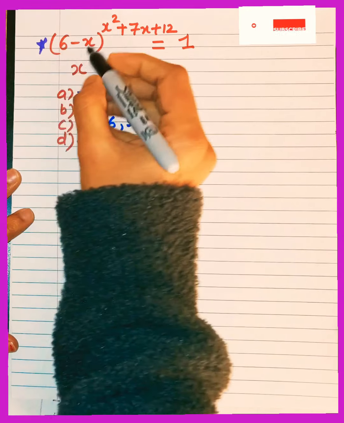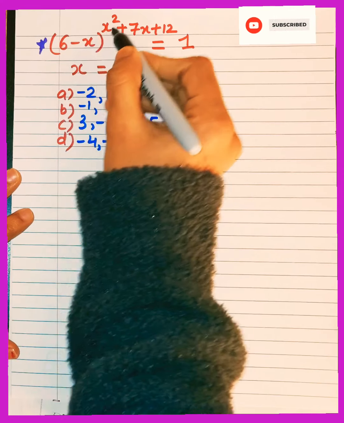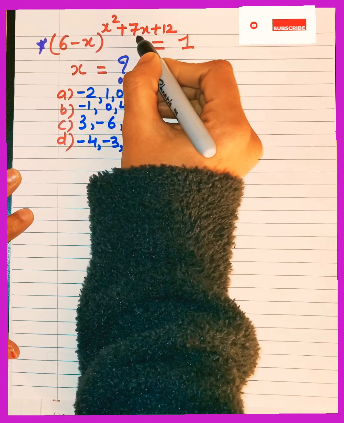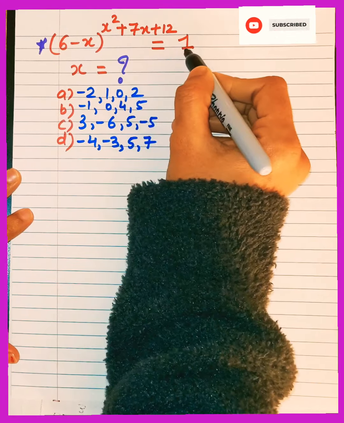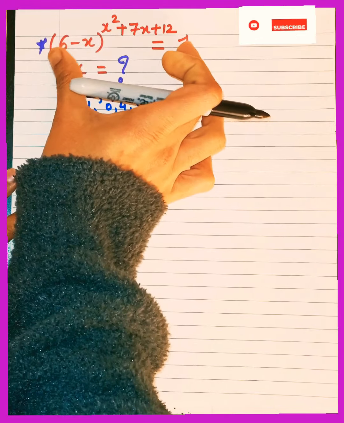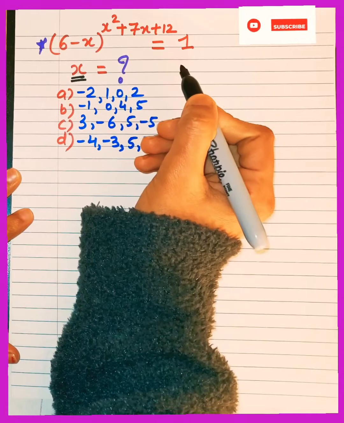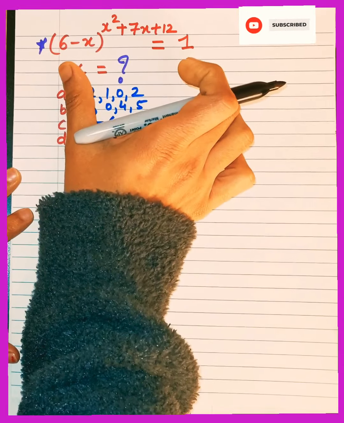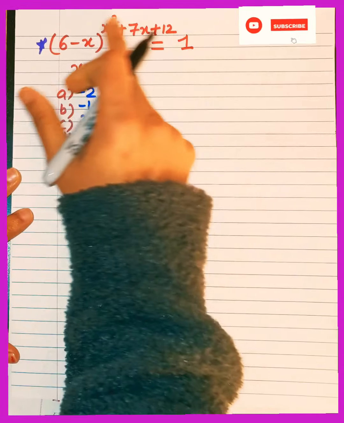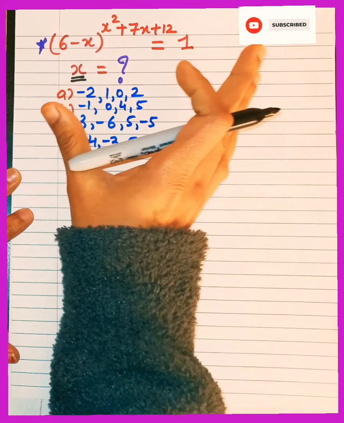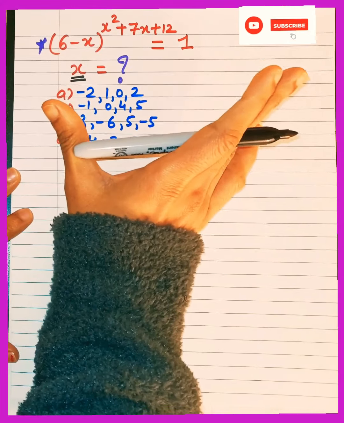The question is (6 minus x) raised to (x square plus 7x plus 12) equals 1. This part is given to us and we need to find the value of x. Now this is a very unique and interesting question, and we will see the solution part of this.